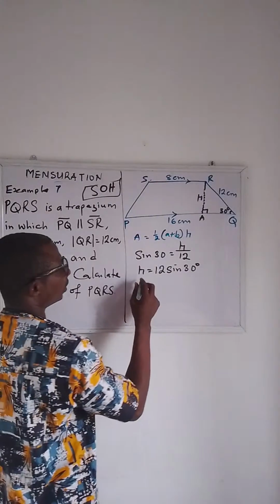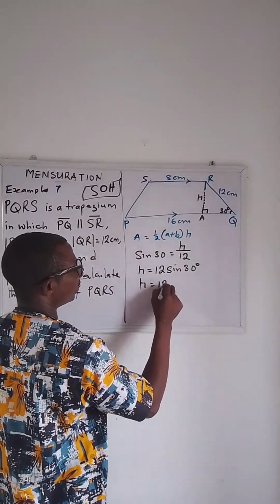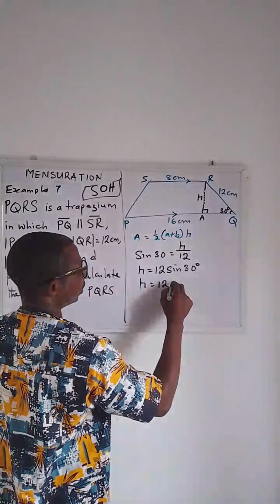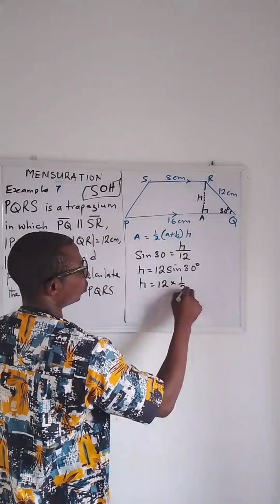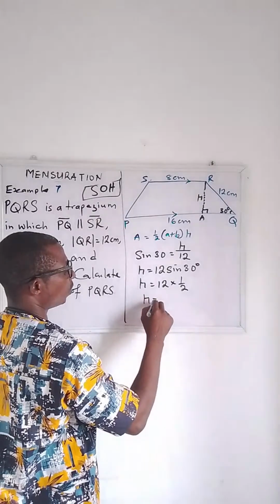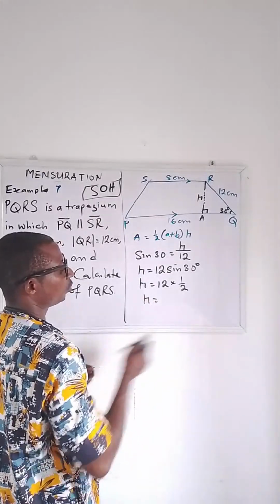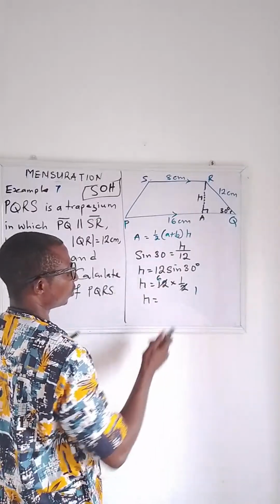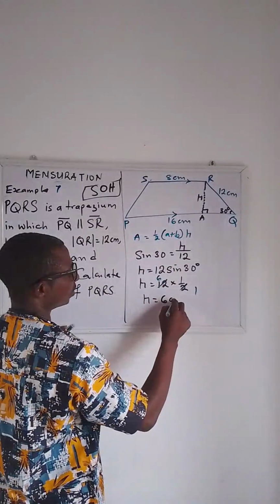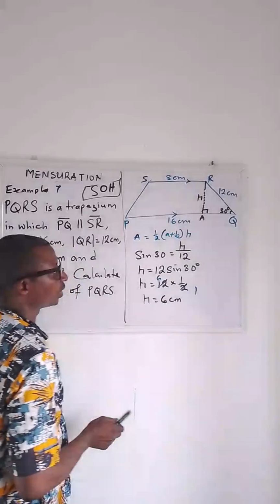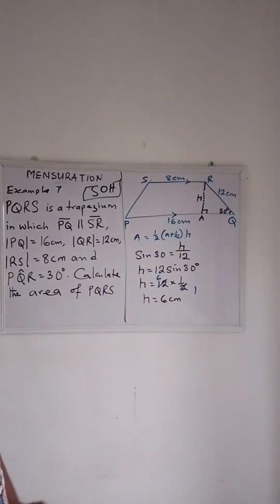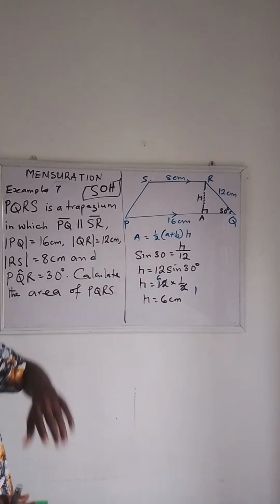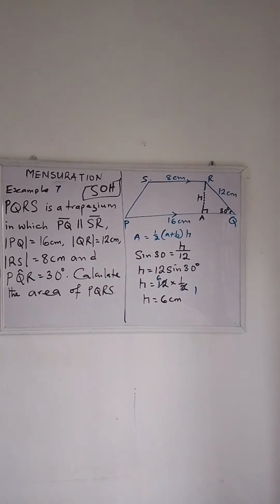Okay, so now what is sine 30 degrees? That's 1 over 2, times 12 over 1. So h will be what? Now 2 goes into 2 once, 2 goes into 12 six times. So what's the answer? We have 6 centimeters. So the height is 6 centimeters. So I think I'm now good to go, so I can now go ahead and find the area of the trapezium. So now let's do that.